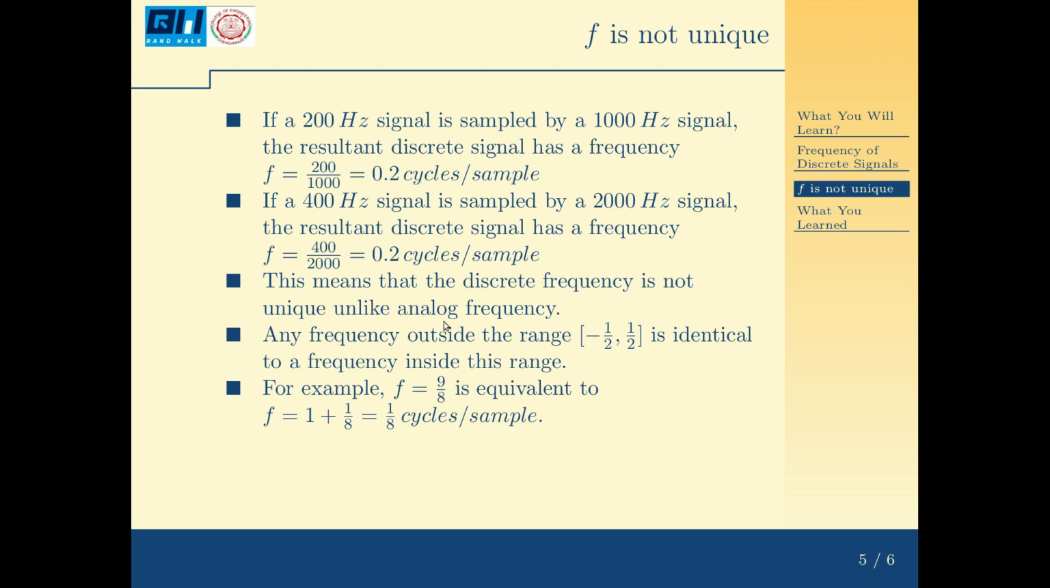Again, any frequency outside the range minus half to half is identical to a frequency inside this range. For example, if someone says there is a frequency of 9 by 8, that is equivalent to 1 plus 1 by 8, that is 1 by 8 cycles per sample. So any frequency outside the interval minus half to half is equivalent to a frequency inside that range.